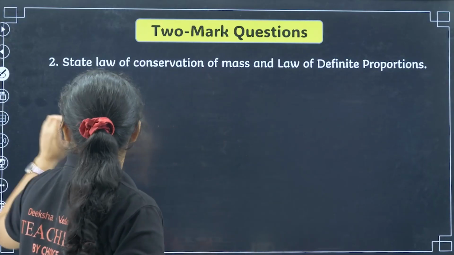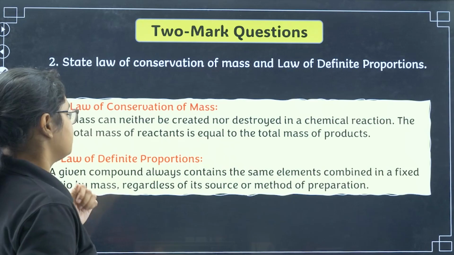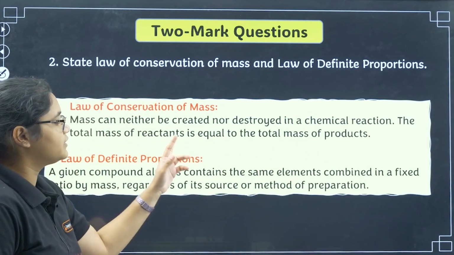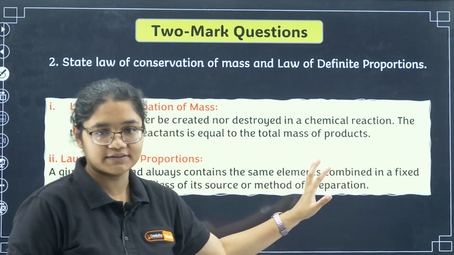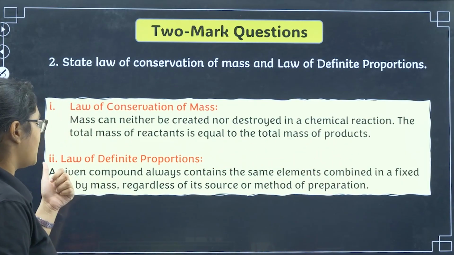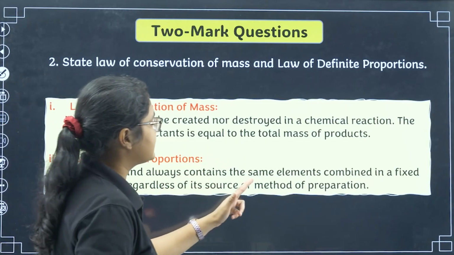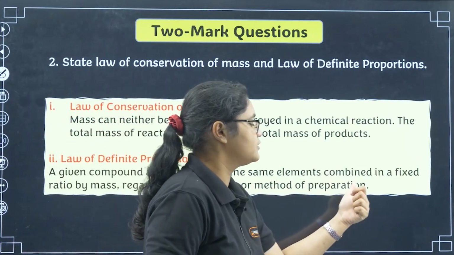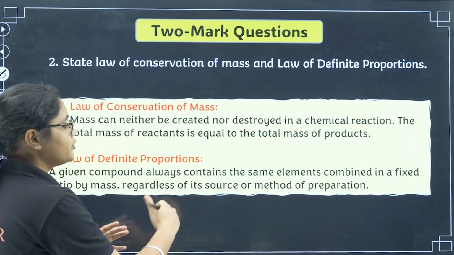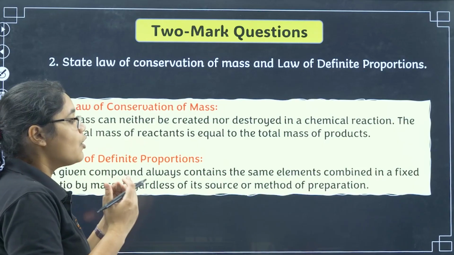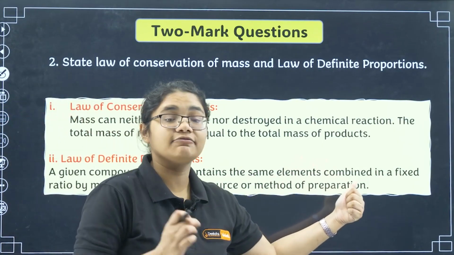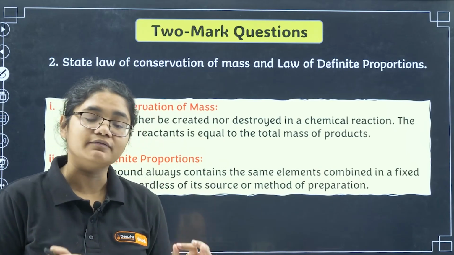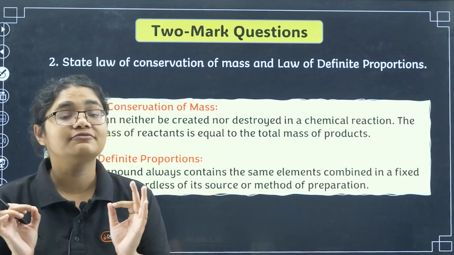Okay, so let's see here. The law of conservation of mass states that mass can neither be created nor destroyed in a chemical reaction. The total mass of the reactants is equal to the total mass of the products. Okay. Next, the law of definite proportion. A given compound always contains the same elements combined in a fixed ratio by mass, regardless of its source or method of preparation. As an example, if you take water from any source, it will always contain hydrogen and oxygen in a fixed ratio.